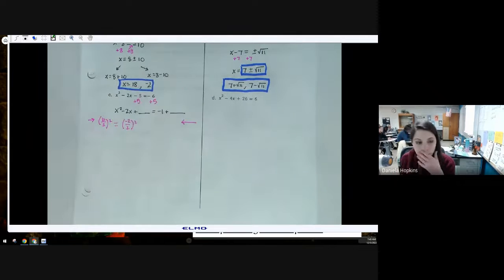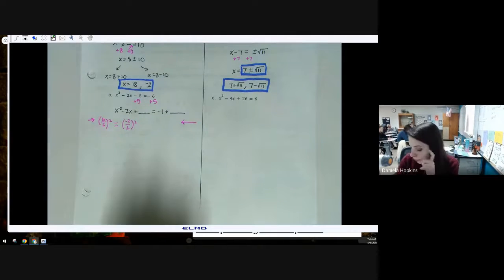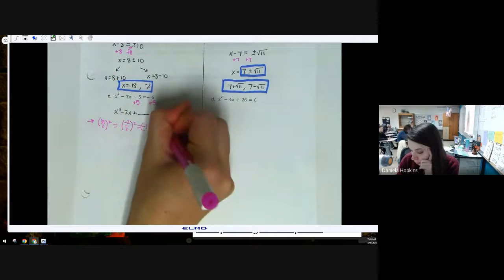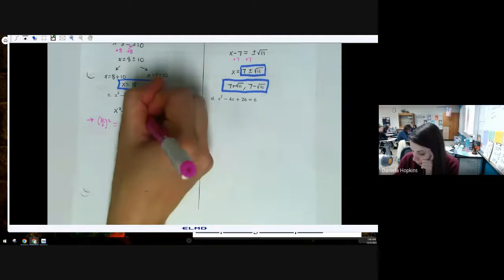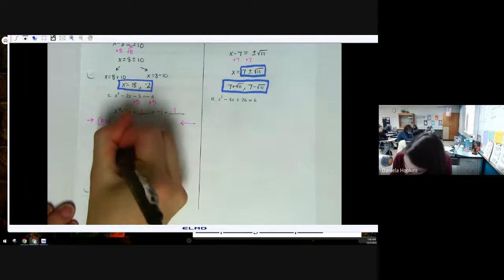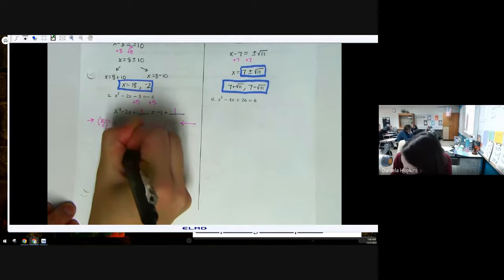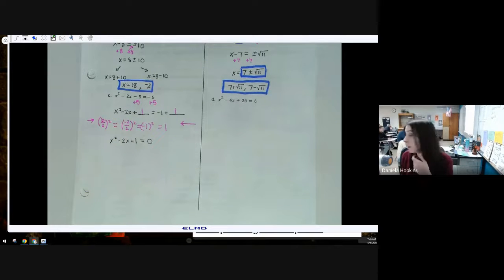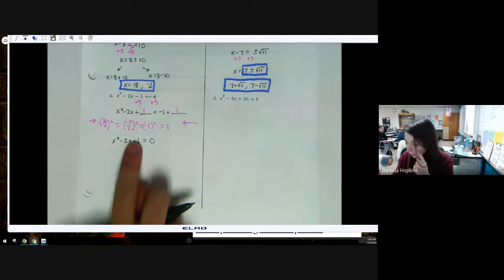What's negative 2 divided by 2? Negative 1. What's negative 1 squared? Positive 1. So I am adding 1 to both sides. Oh, this is a nice one. This is lovely when this happens. So what I have is x squared minus 2x plus 1 equals 0. Really, this is just a factoring one now. But this does factor as a perfect square trinomial.